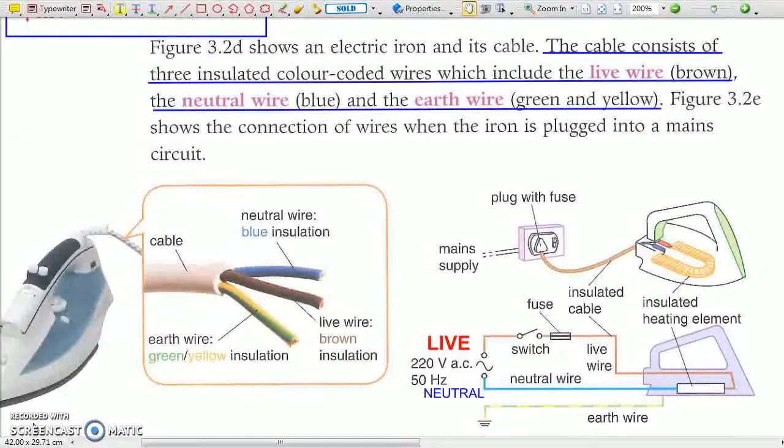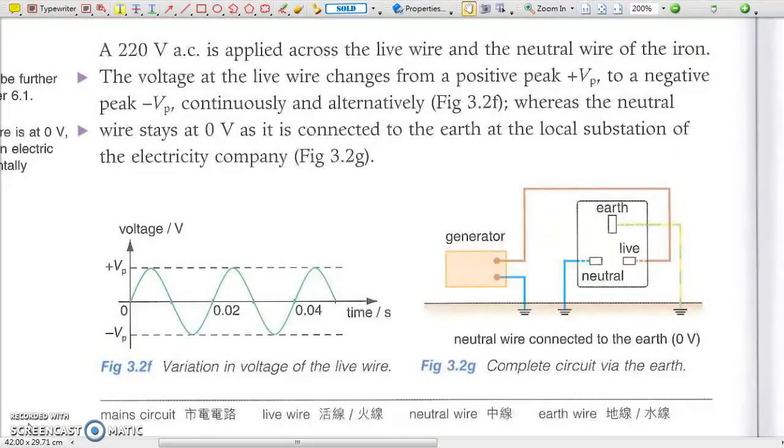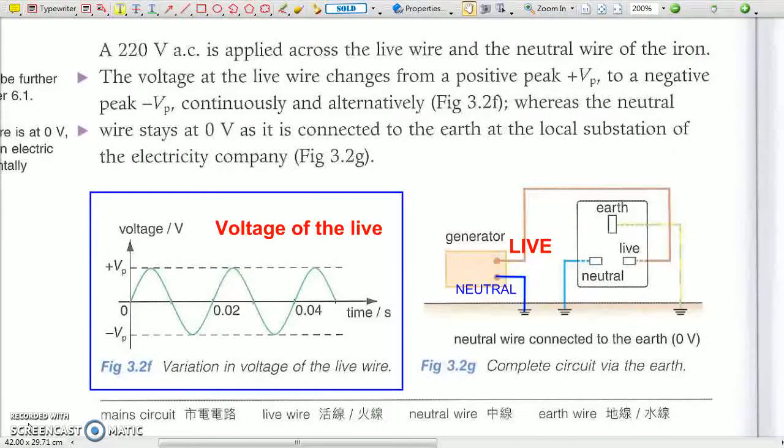A standard AC cable has 3 wires inside: the live wire, which is brown in color, the neutral wire, blue, and the earth wire, green and yellow. The AC generator at the power plant changes the potential of the live. However, as the neutral is earthed also at the power plant side, the potential of the live changes between positive and negative potentials.